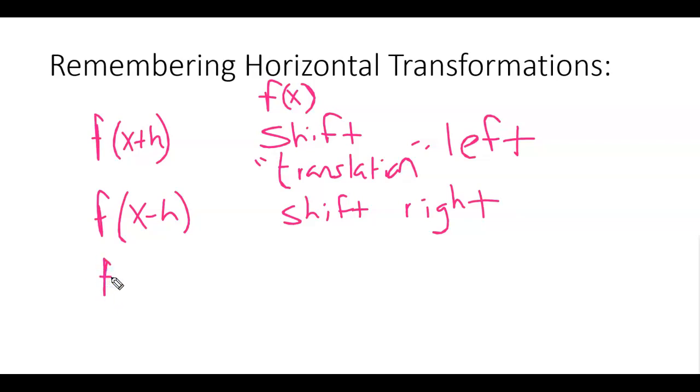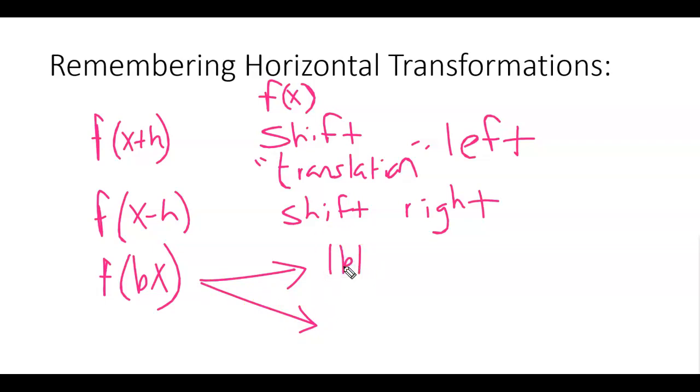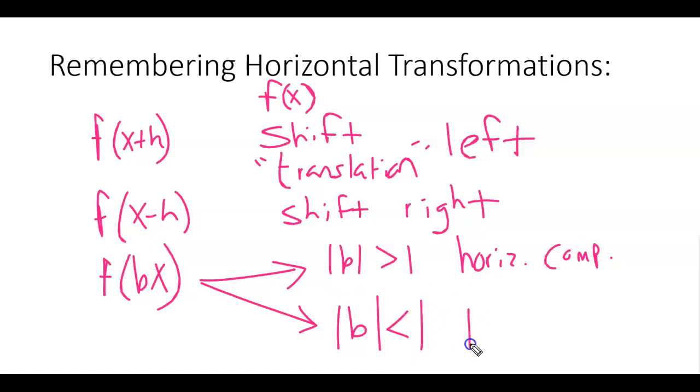Now, we also talked about what happens when you multiply. We also talked about what happens when you take your x, your input value, and you multiply it by something. Now that can do two different things. If the absolute value of b, in other words we don't really pay attention to the sign, is greater than 1, then it's a horizontal compression. It squishes your graph horizontally. Whereas if the absolute value of b is less than 1, then it's a horizontal stretch. It will stretch your graph horizontally away from the x-axis. Okay, so those are horizontal transformations that we talked about prior.